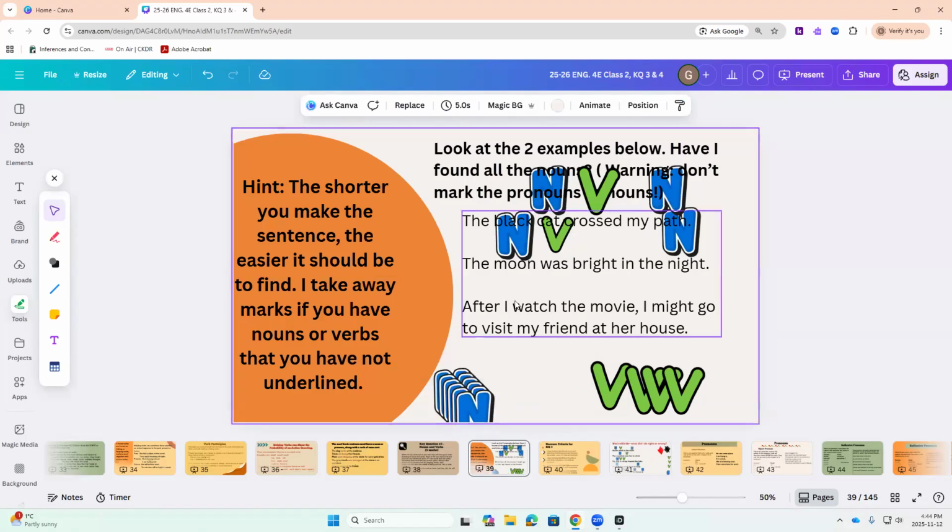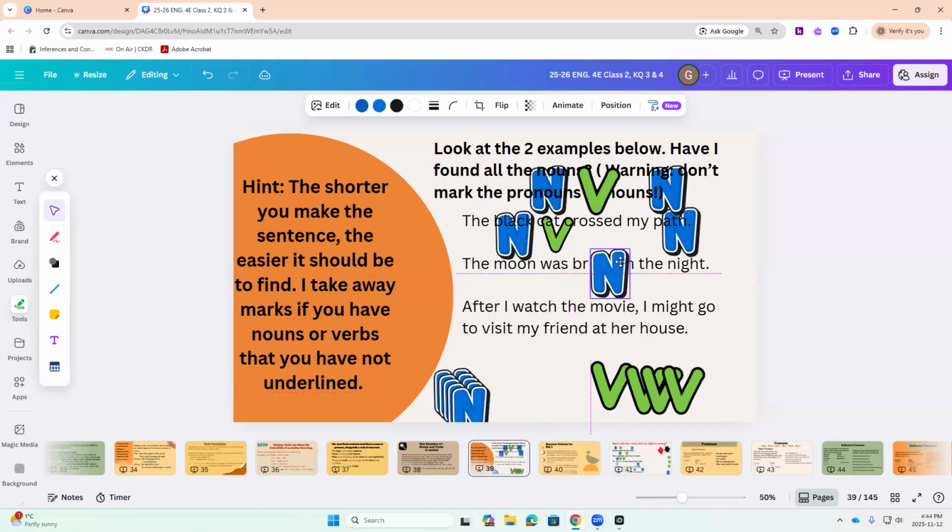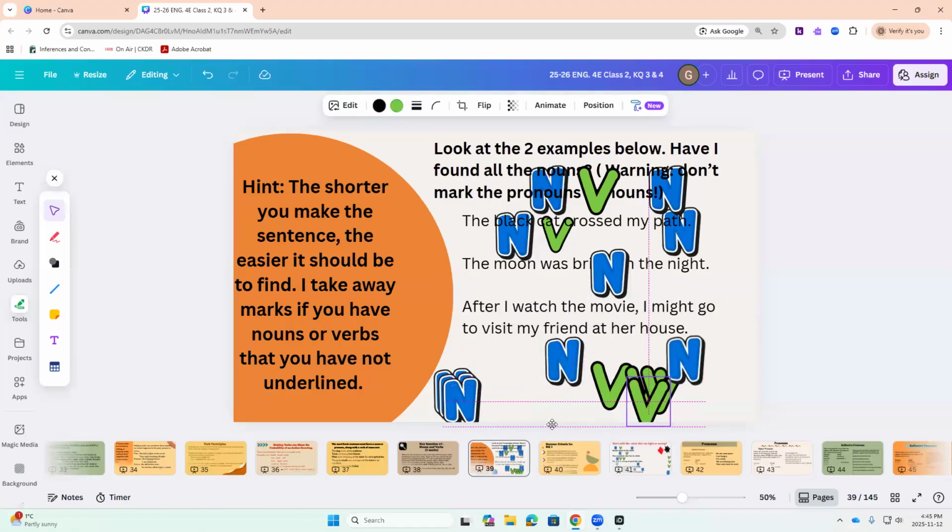nouns. Now, I is a pronoun, so I'm not going to use that one. Movie, though, is. There's I again. I'm not going to use that. Friend, though, is. I'm going to put it underneath just so I don't block everything. And house is. Sorry, it's kind of there. Let me move some of these over.